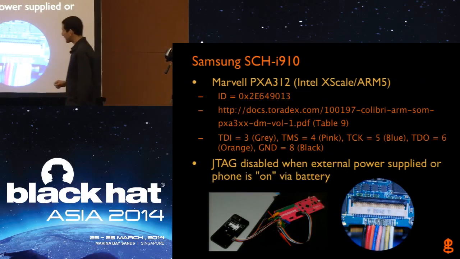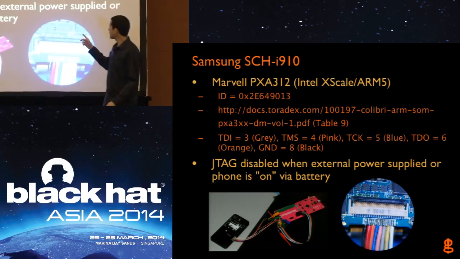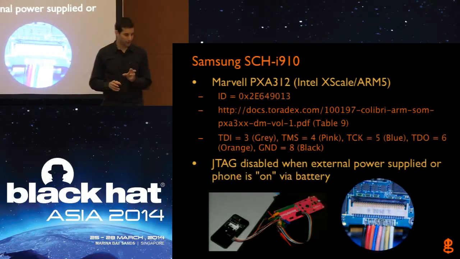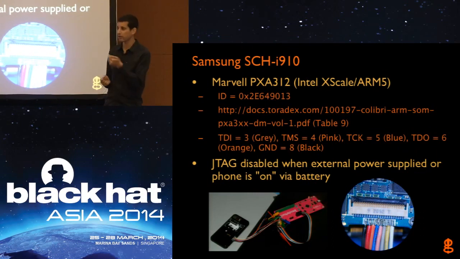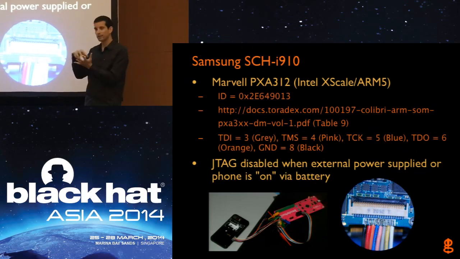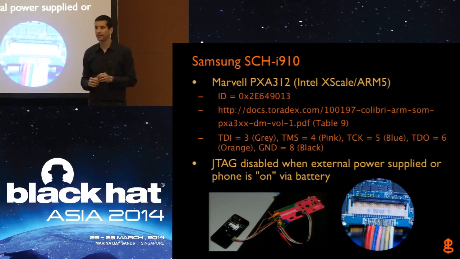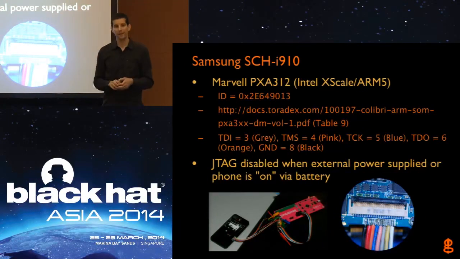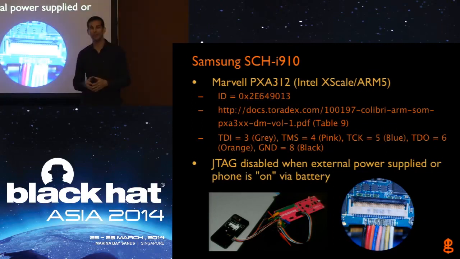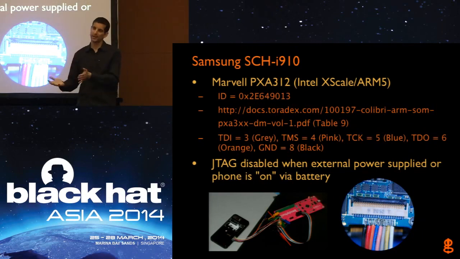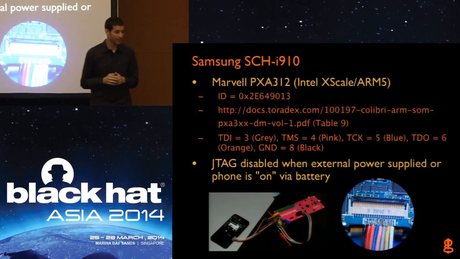What was interesting about this one is, and I'm not exactly sure how this works, but when I'm powering the phone with a wall wart, with a charger, or if it's on with the battery, like if it's actually on and it shows a screen, JTAG is disabled. If I turn the phone off and I remove the power plug, then JTAG will work. So I don't know if that's like an intentional security mechanism or something. So at first it wasn't working. I'm like, well, why is that? And then I unplug it and it worked. And I was like, what?